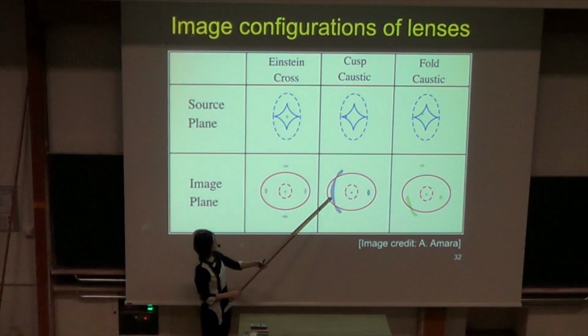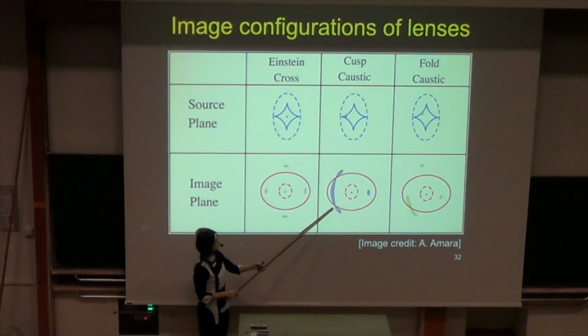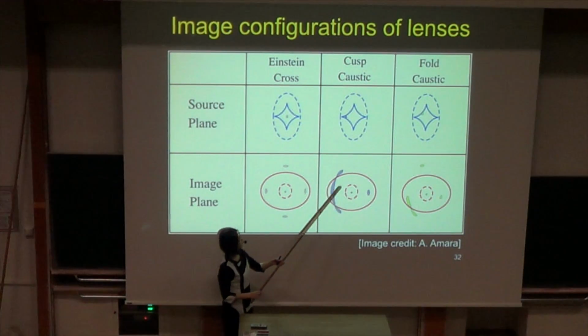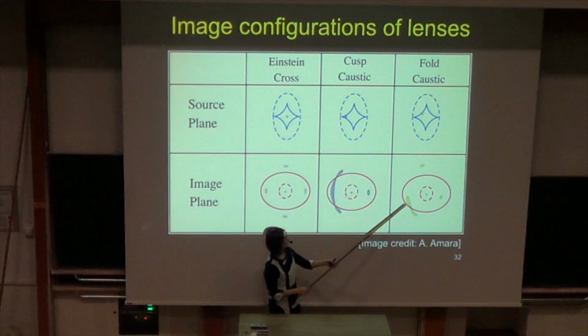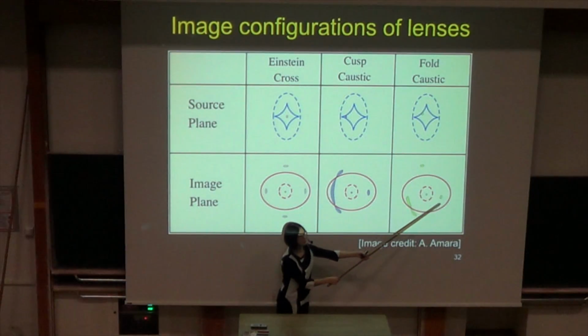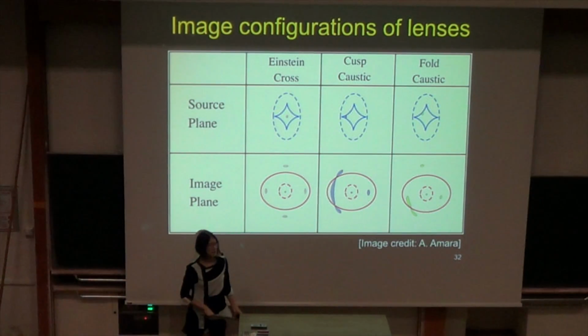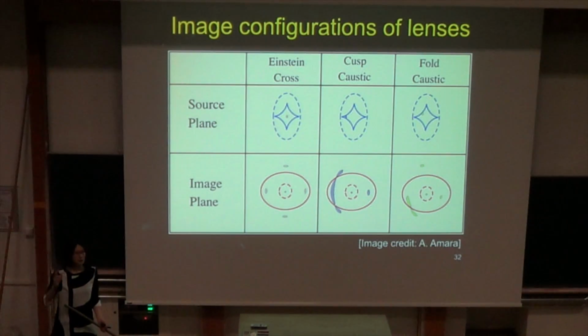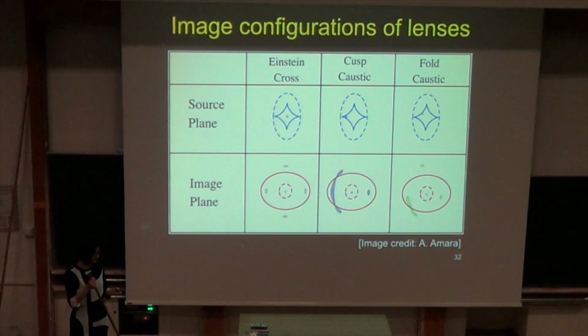Another typical configuration is to have three of the quasar images very close to each other, and then the fourth one on the opposite side of the lens. This is called a cusp. And then finally, there's the fold, where two of the quasar images are close, and then you have the third and fourth one on the other side. So basically, these are the three generic configurations of lens systems that you can have.